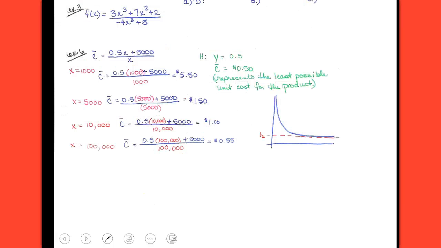For example number 3, they asked me to find the domain, horizontal asymptote, and vertical asymptote. All right, so let's start with domain. Your domain is going to be all real numbers, unless you have 0 in the denominator or negative under an even indexed radical. Do you have anything to worry about in this problem? What?